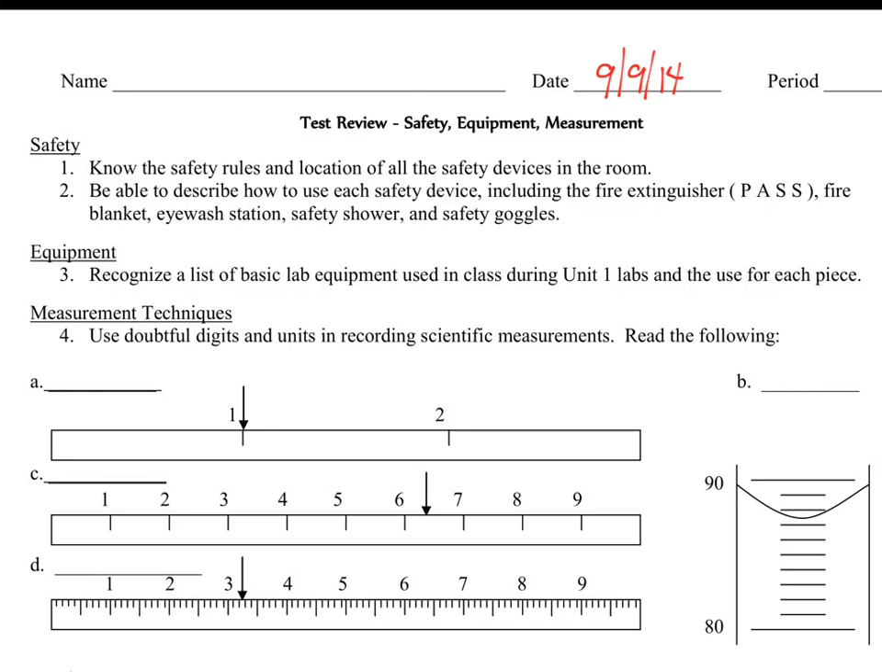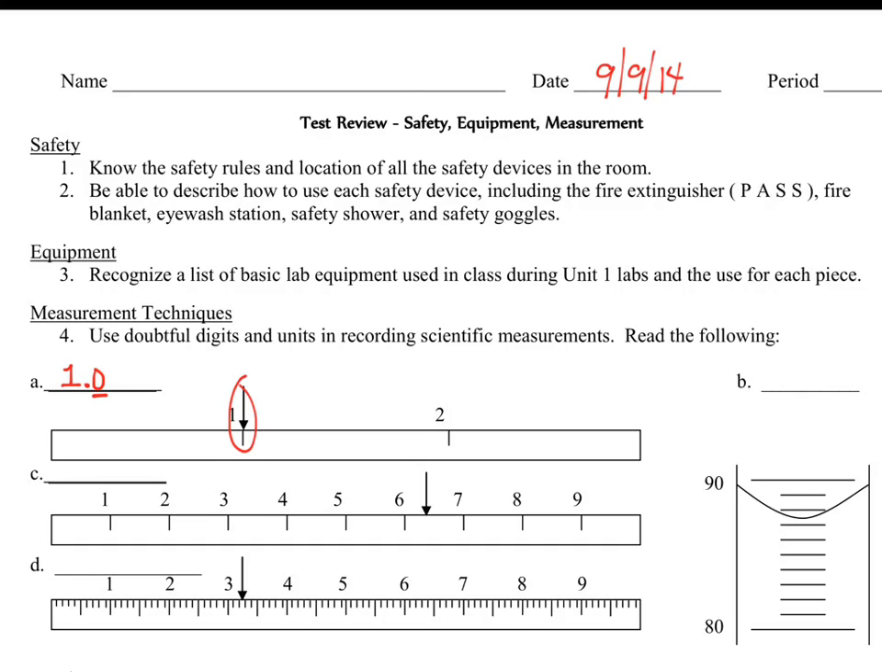Number 4, measurement techniques. Use a doubtful digit and unit in recording scientific measurements for the following. So for A, we have a ruler and we have an arrow right on the 1. So in this case, my answer would be 1. Okay, I could put 1.0. And in this case, my 0 would be my doubtful digit.